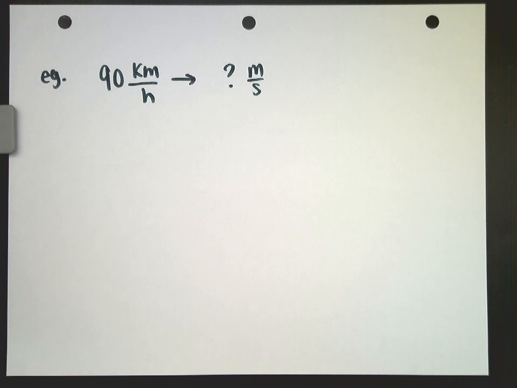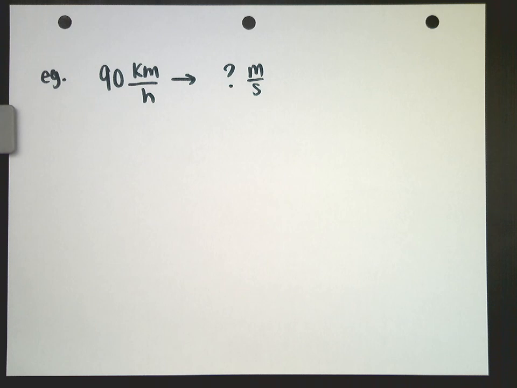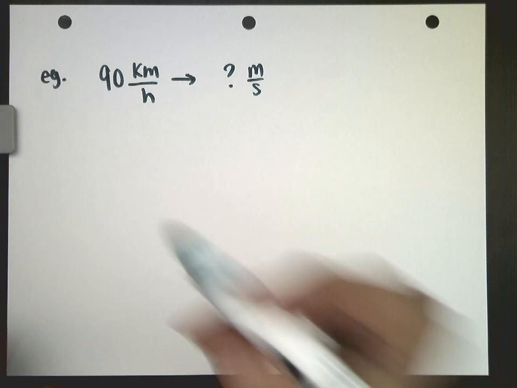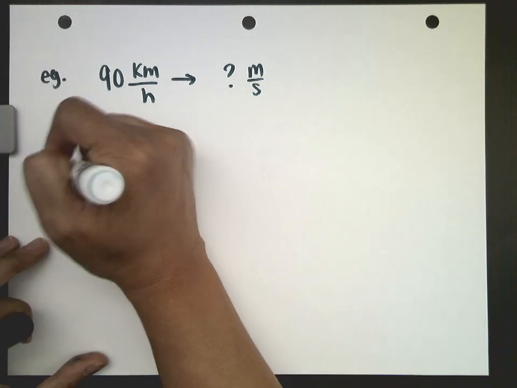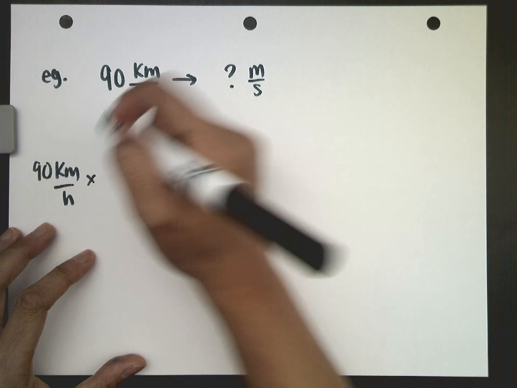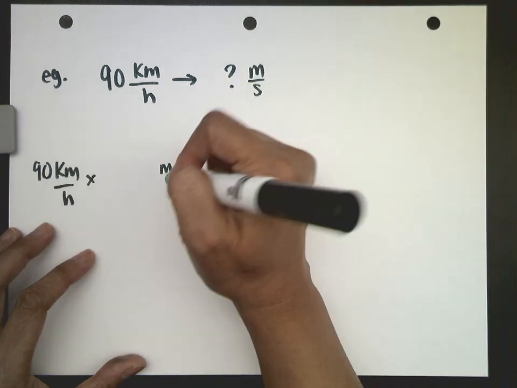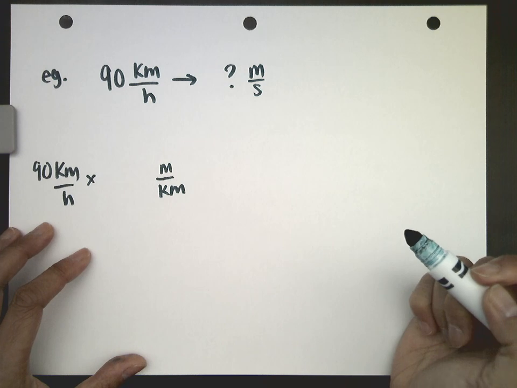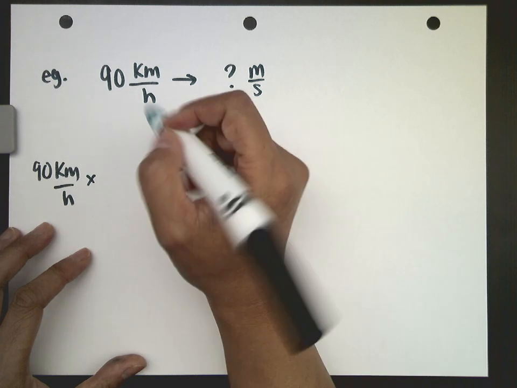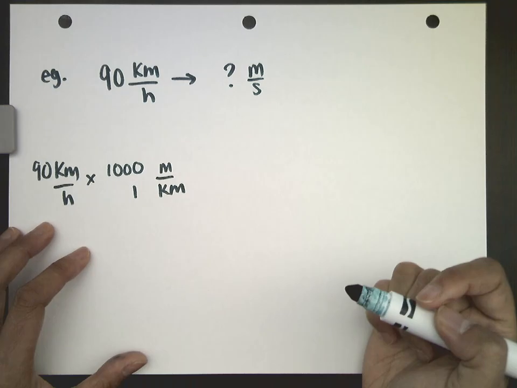Let's do another example. We're going to go from kilometers per hour back to meters per second. It's the same technique. Let's do the kilometers first because most people find that the easiest. I need meters on top because that's what I want, and we're going to cancel out kilometers at the bottom. So for every 1 kilometer, there is 1,000 meters.